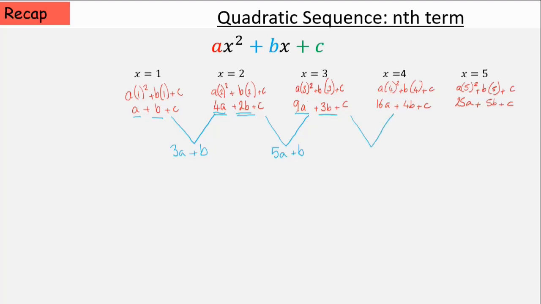Next difference, 9a to 16a, that's a gap of 7a. 3b up to 4b, again a b, and no changes for the c terms. And then from 16a up to 25a, I've had to add on to that 9a. To go from 4b to 5b, I've had to add on to that b, and no changes for the c terms.